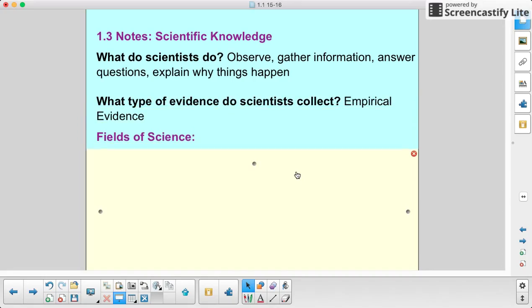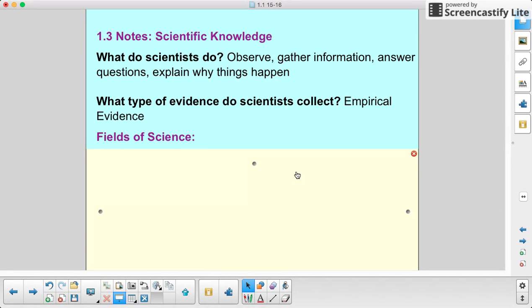The second question in the notes is, what type of evidence do scientists collect? The answer is empirical evidence. All of the information scientists gather is considered empirical evidence. So in class last week, when you completed the 2 labs, all of the data you recorded on your lab sheets is considered empirical evidence.